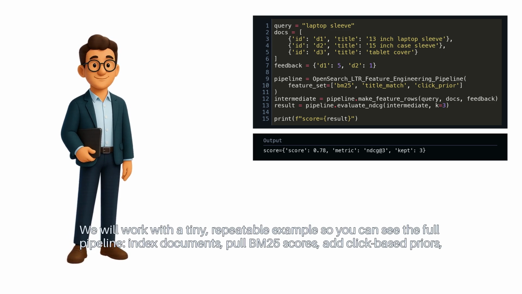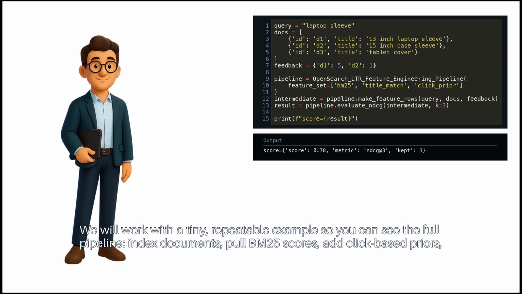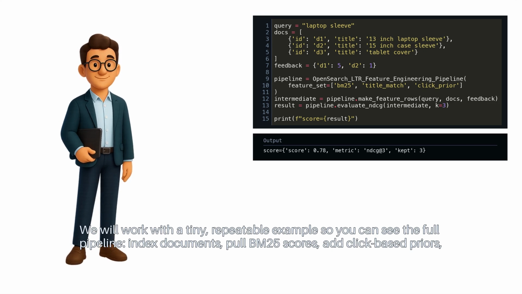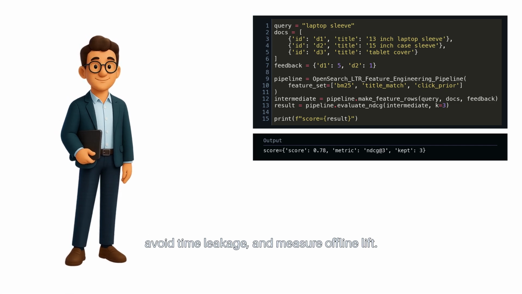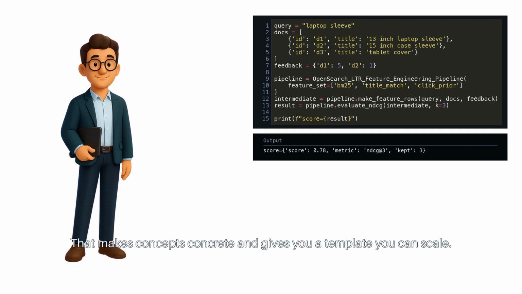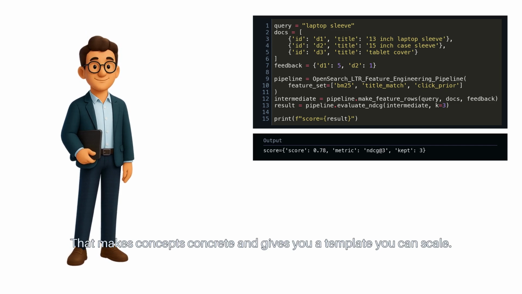We will work with a tiny, repeatable example so you can see the full pipeline. Index documents, pull BM25 scores, add click-based priors, avoid time leakage, and measure offline lift. That makes concepts concrete and gives you a template you can scale.